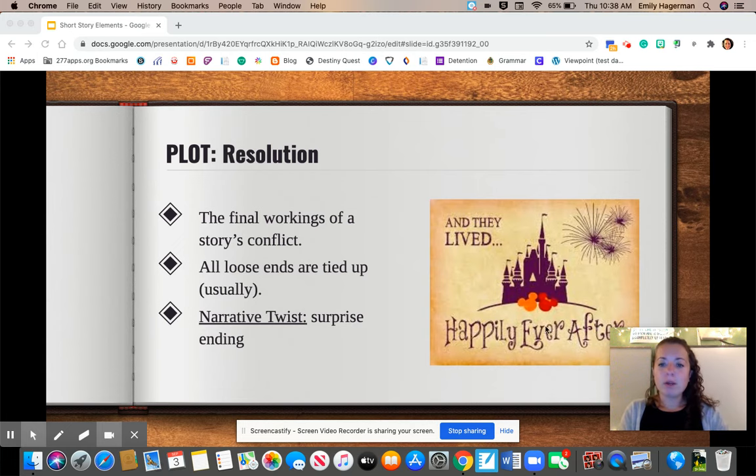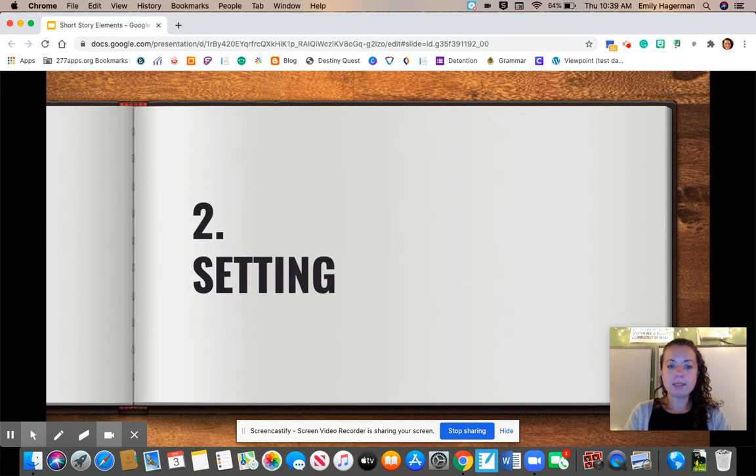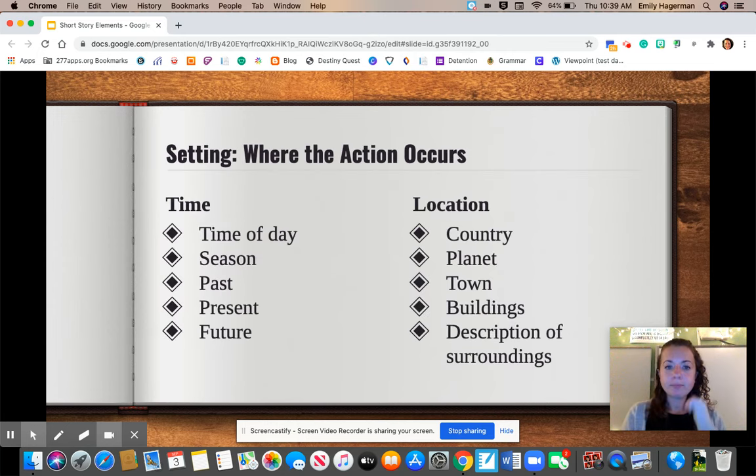The next thing that we're going to be discussing here is setting. So we have plot, which is everything that is happening in the story. Then we have setting. Setting is where the action is actually occurring. So it's both the time and the location, or time and place. For both of these, even if it doesn't say it was 9 a.m. on September 21st at Mount Wasanka High School, it might not give you all those details. You need to get as specific as you can.